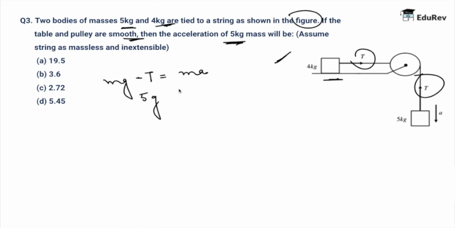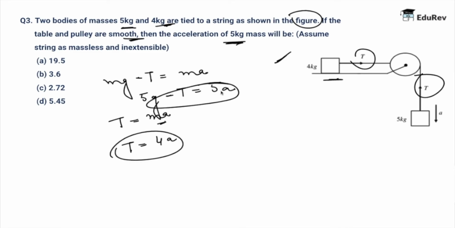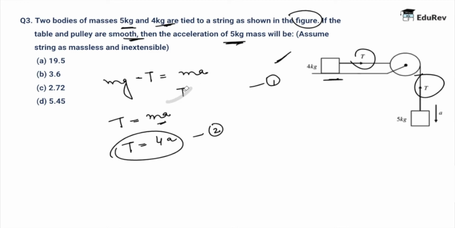So 5g minus T is going to be what? 5a, alright. And for the 4 kg block, the equation is going to be that T equals to ma, and T actually is going to be what? 4a, because mass is 4. So this is equation 1, and this is going to be equation 2. I'm going to write equation 1 again because it's not very understandable. Equation 1 is going to be 5g minus T equals to 5a. So this is equation 1 and this is equation 2.